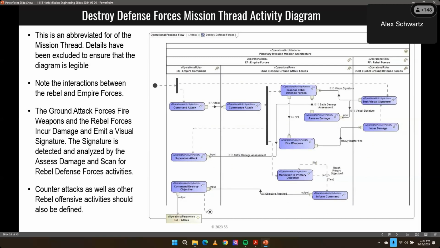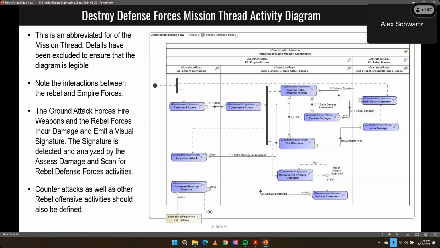Now, one of the things that we looked at is if you look, it says you fire on the enemy forces. Well, what do they do? They shoot back. What they also do is die and incur damage. And we've got emit visual signature, which is the information which is fed back so that you can do battle assessment. So in an activity diagram, it's action, reaction, action, reaction. And if you're going to surveil the enemy, well, they have to have something that they're passing on to you. And this was the emit visual signature. So it was working these out.